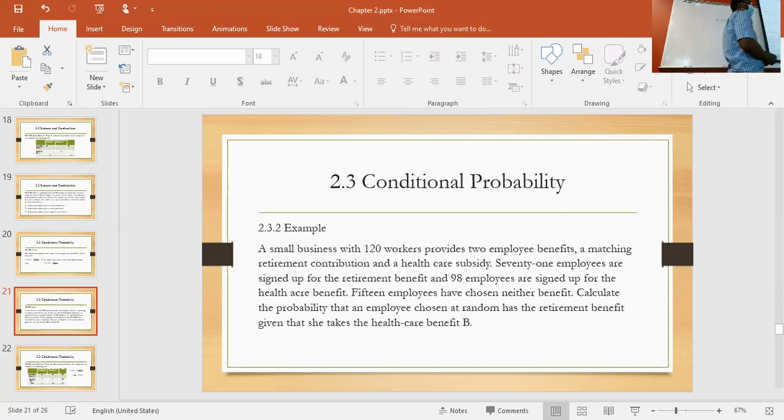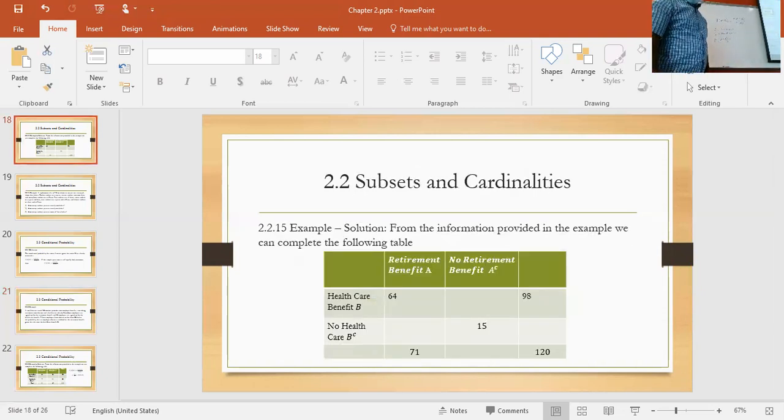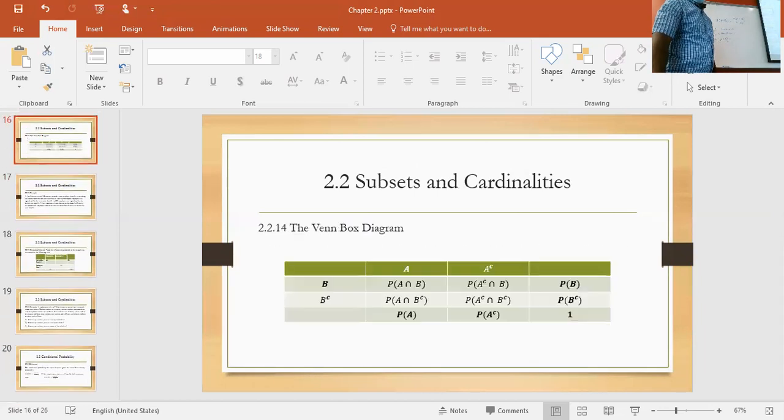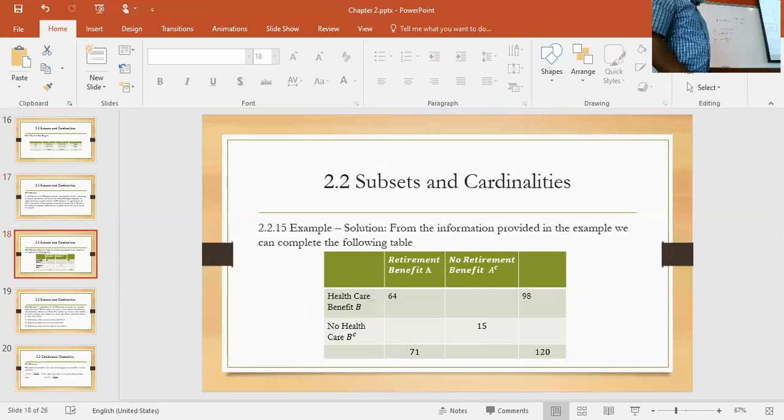So let's look at this example which we did. We want to calculate the probability that an employee chosen at random has a retirement benefit, given that she has a healthcare benefit. What is the probability of A given B? We are going to look at the table. We completed this table last time.